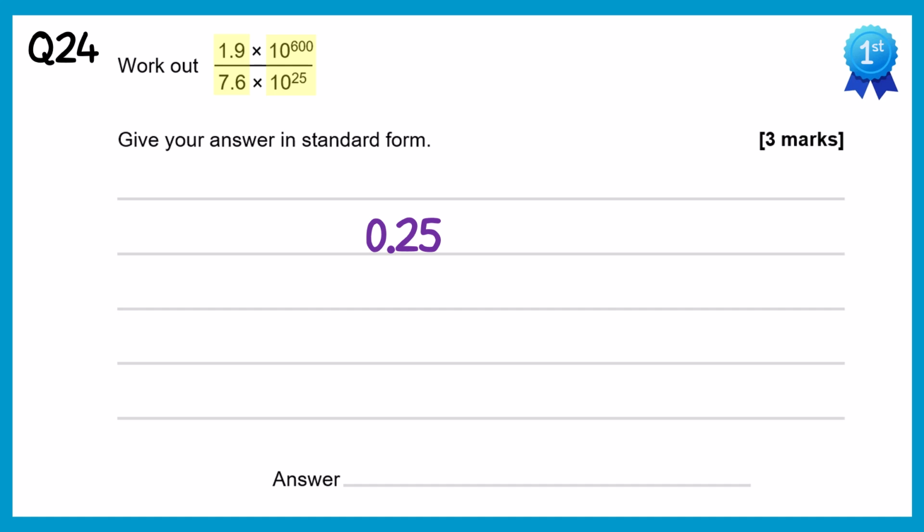Instead, we're going to use a law of indices. When we divide like this, we subtract the powers. So 600 subtract 25, which is 575. So the power of 10 is 10 to the power 575.